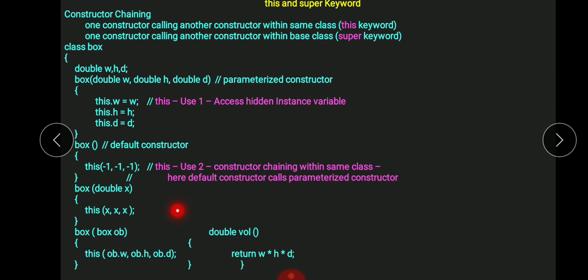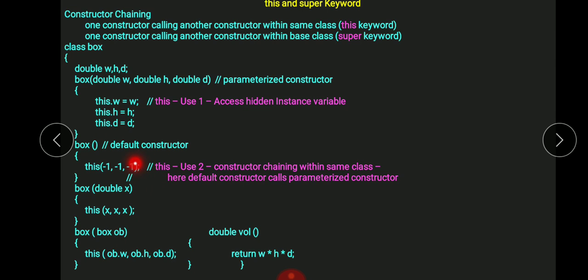Here we will be discussing the second use of this keyword, which is used for constructor chaining, which is nothing but making one constructor call another constructor. Obviously there should be constructor overloading so that constructor chaining can be implemented. This is an example of constructor overloading also, because within the same class Box there are four constructors defined: one parameterized constructor taking three arguments, one parameterized constructor taking only one argument, one default constructor taking no argument, and one copy constructor taking an object of its own class.